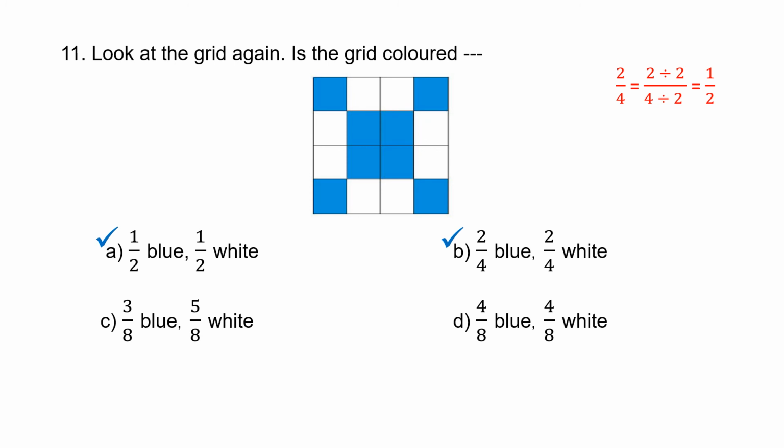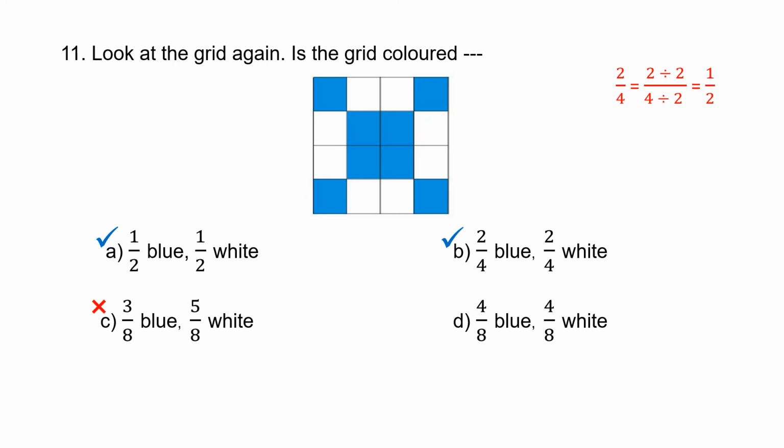Let us see the option C. 3 by 8 blue, 5 by 8 white. Now we cannot simplify the 3 by 8 fraction, and even we cannot simplify 5 by 8. These two fractions are in their lowest terms. So we cannot simplify further. So the C option is wrong.